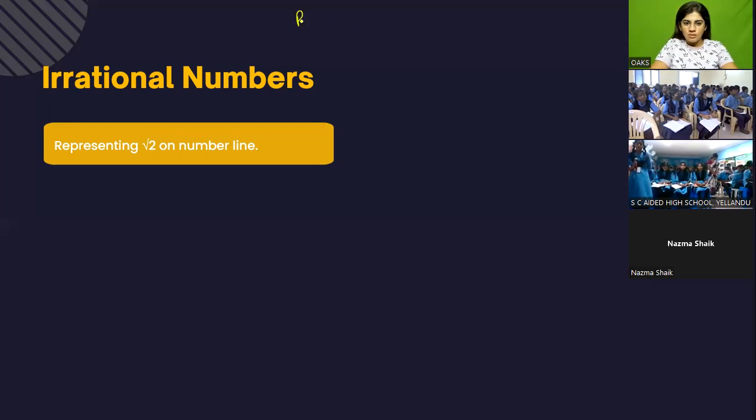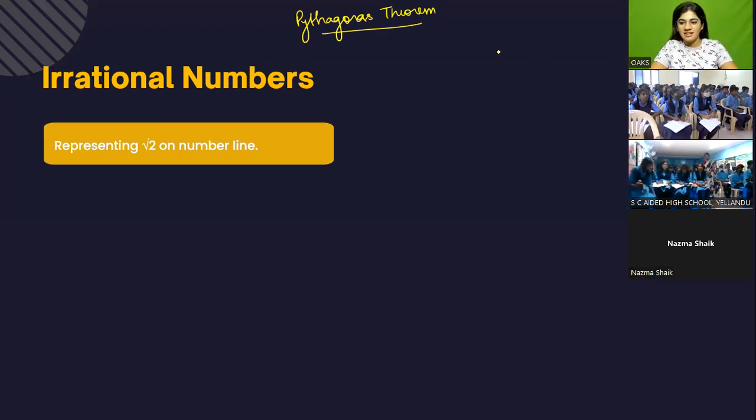So let me tell you about Pythagoras theorem. Pythagoras theorem is exactly based on triangles, majorly on right angle triangles. Can you see here? This is a right angle triangle, and this is A, this is B, this is C. These are the sides of the right angle triangle.